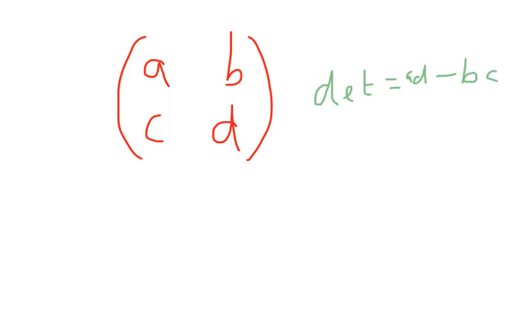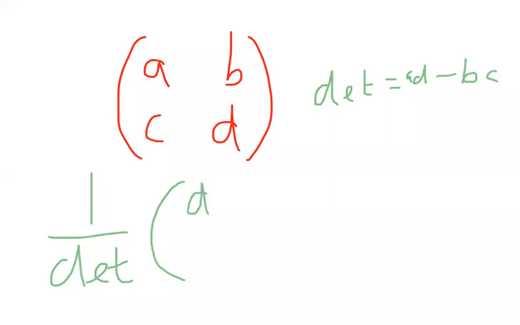And then the way we get the full equation is we do 1 over the determinant, and that's being times by a matrix where we swap A and D. So D is now in the top left, and A is in the bottom right. And then we need to times C and B by -1. So there, that's how you get the inverse of a 2 by 2 matrix.